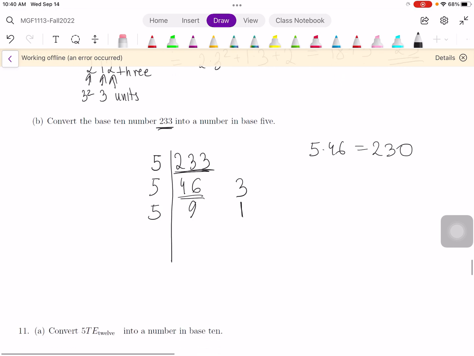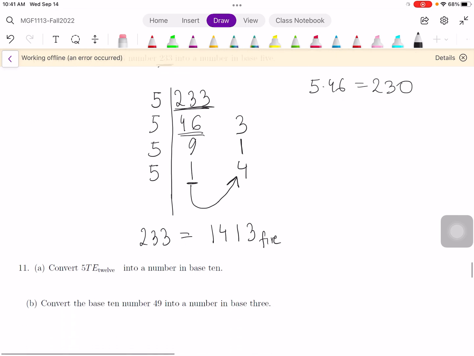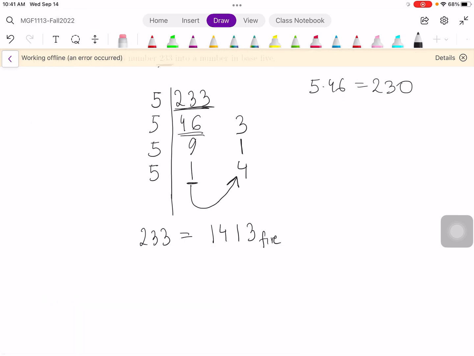The remainder is 1. Then you still divide by 5. 5 fits once into 9. The remainder is 4, right? And 1, well, it's too small to fit 5 in it, so we're done. And you bring the numbers up, which then gives you that 233 is the same as 1413 in base 5.